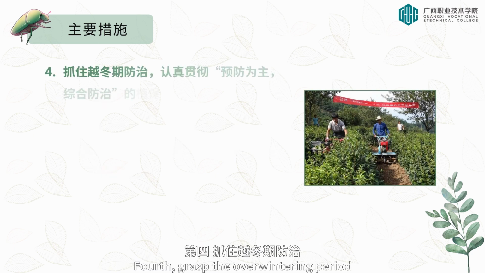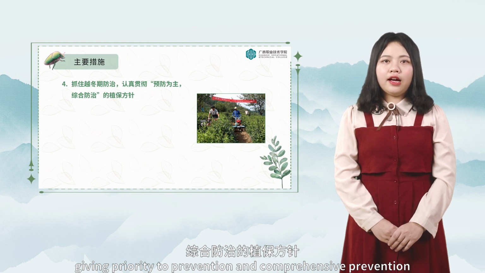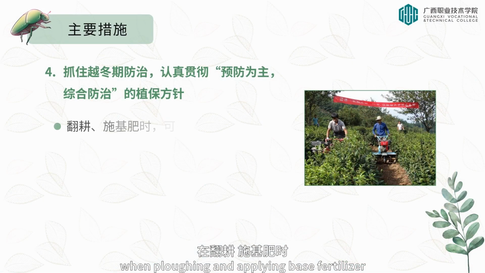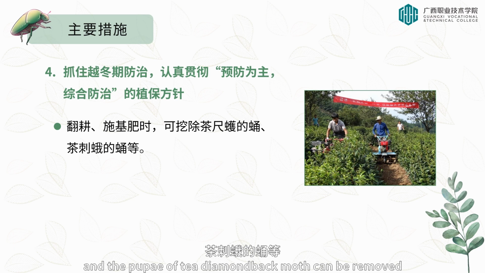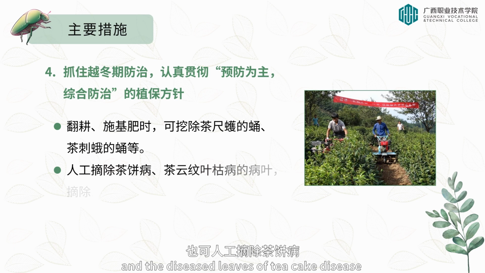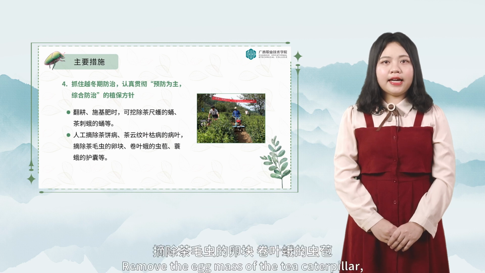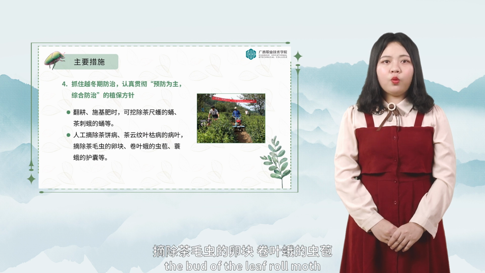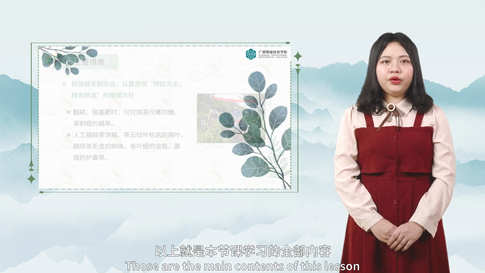Fourth, grasp the overwinter period. Conscientiously implement the plant protection policy of giving priority to prevention and comprehensive prevention when plowing and applying base fertilizer. The pupae of tea inchworm and the pupae of tea diamondback moth can be removed, and the diseased leaves of tea cake disease and tea cloud leaf blight can also be removed artificially. Remove the egg mass of the tea caterpillar, the bud of the leaf roll moth, the protective capsule of the coil moth, etc. Those are the main contents of this lesson.